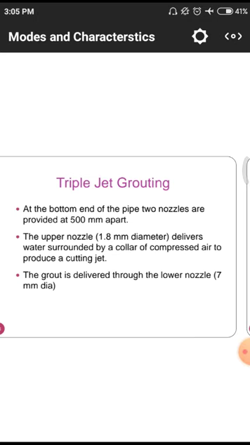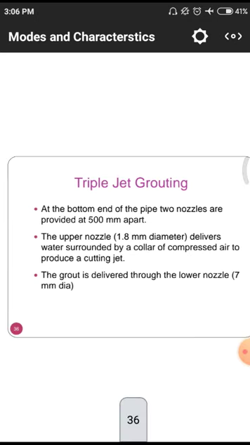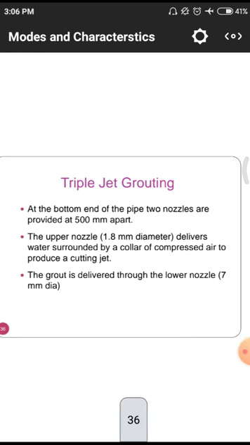At the bottom end of the pipeline they are having mainly two nozzles provided at 500 mm apart. This water nozzle delivers water shrouded, that means water surrounded by a collar of compressed air, to produce a cutting jet. And the third one, they are having this grout delivered through a lower nozzle, especially of a particular diameter.